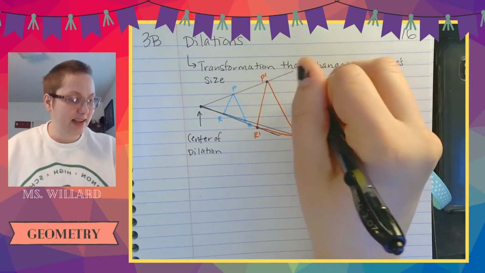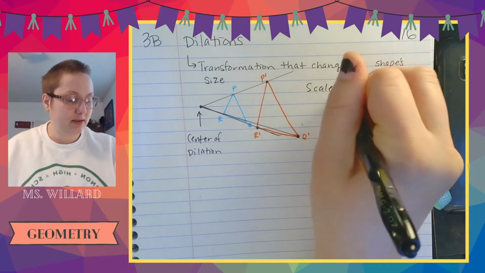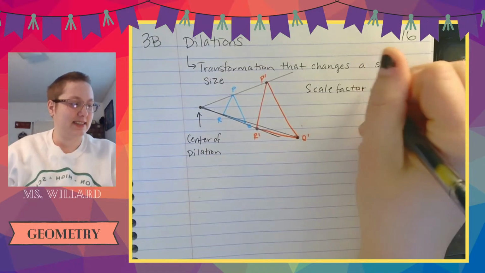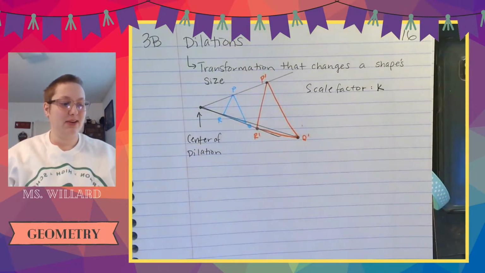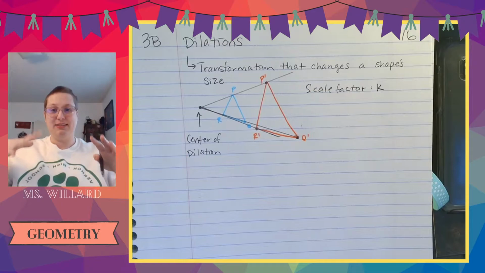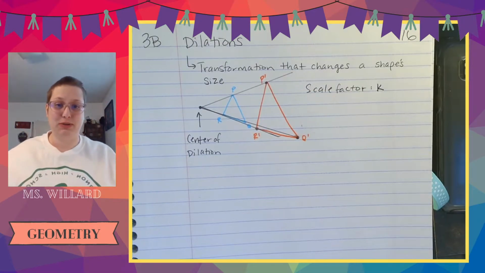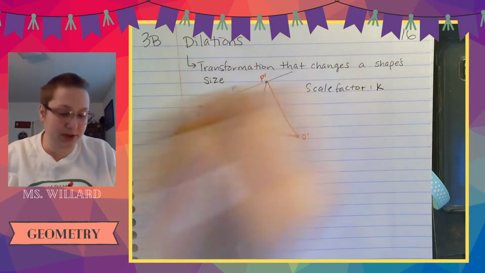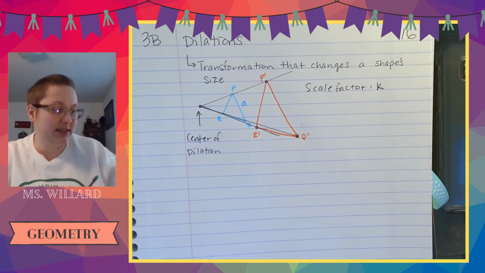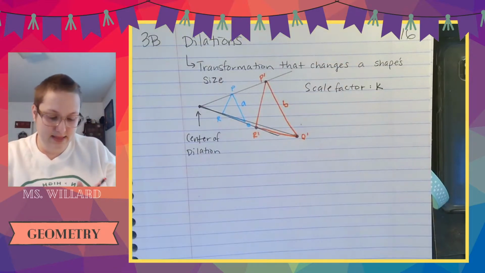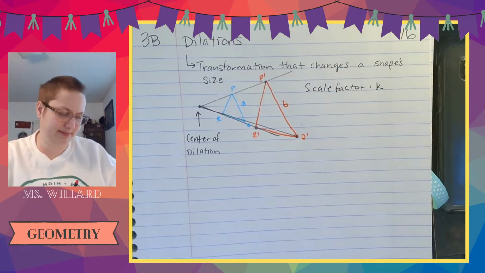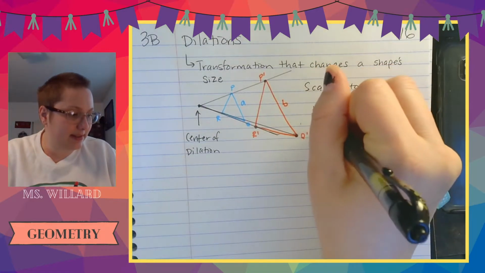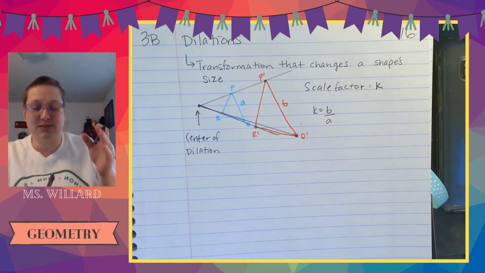And then there's this thing called a scale factor. Okay, I'm fine. The scale factor is K. Now, K is any length divided by the other length. So let me show you what I mean. If this length here is A from P to Q, and this length here is B from P to Q, then K would equal whatever B divided by A is. In this case, because I said to go twice as far, it would be 2.